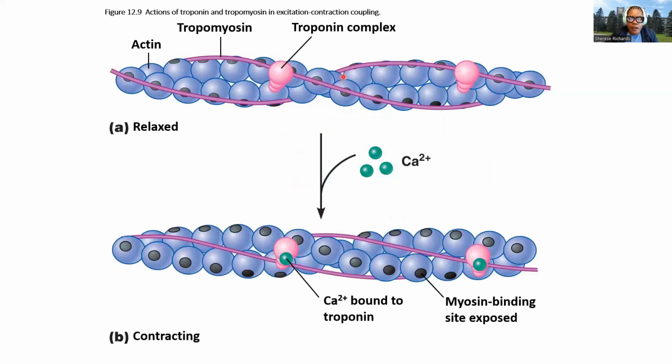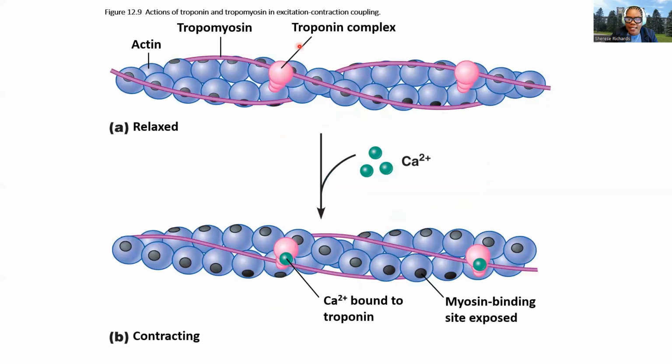So this is the state of the actin filament. Here's the troponin complex. Notice it has 3 different binding spots, or 3 different units. 1 to bind the actin at the bottom, 1 to bind the tropomyosin in the middle, and then 1 at the end to bind the calcium.